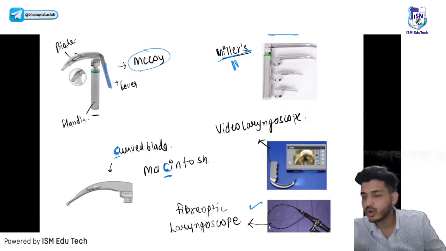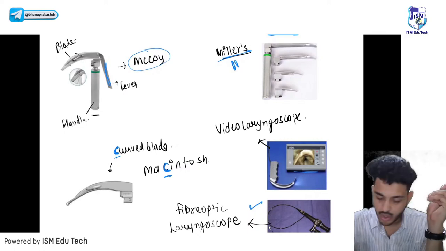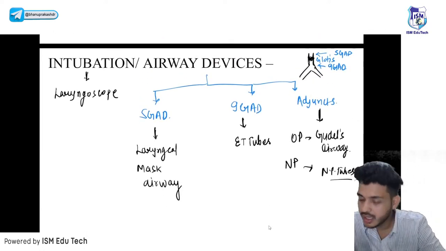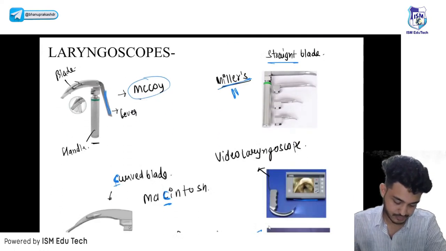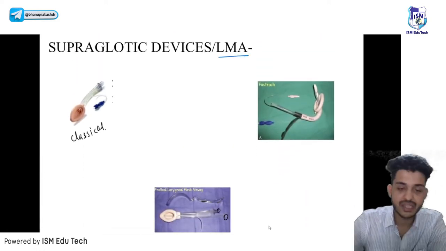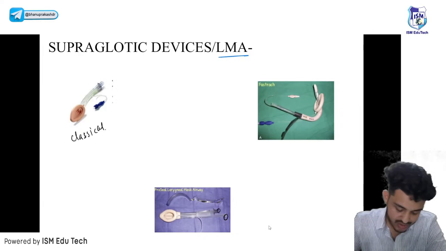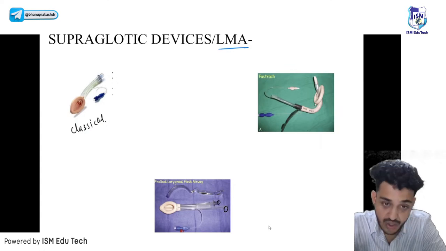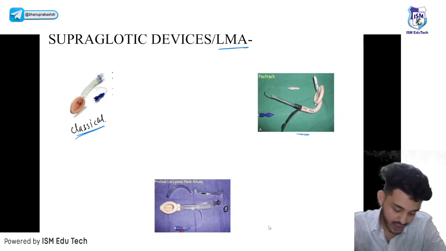With the laryngoscope, I will put it in and see the glottic opening. We are done with the laryngoscope. Next thing will be laryngeal mask airways. These are your laryngeal mask airway devices, or LMAs. What are LMAs, and how are we using them? First thing, identify the structures. First one is already written: your classic, second one is your Fastrach, third one is your ProSeal.